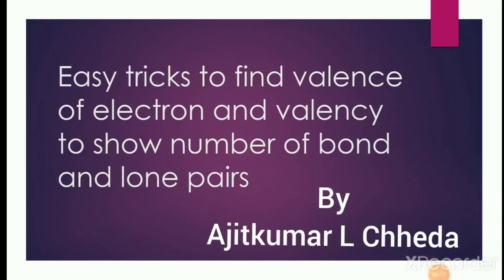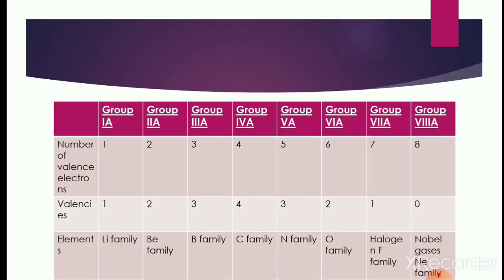My name is Ajit. Let us discuss the easiest trick to find the number of bond pairs and the number of lone pairs in the given molecules. Before going to solve some examples, we have to understand and remember the following chart. The chart consists of 8 groups. That means here there is no consideration of D block elements. Groups 3 to 12 are not considered so far.